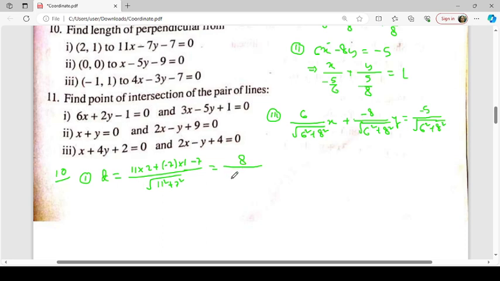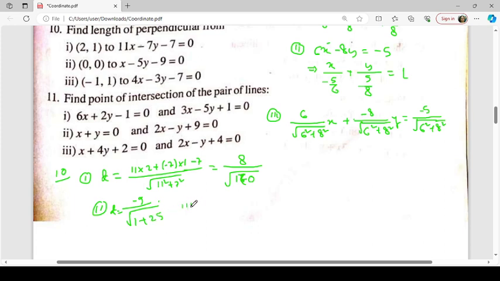And it is root over 121 plus 49, which is root over 170. Then for the second one, the point is 0, 0. So for number 2, d is equal to, since the point is 0, 0, only the constant term will come, so it is minus 9 by root over 1 square plus 5 square, 25.